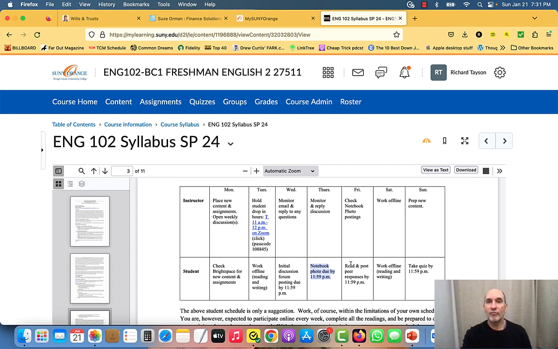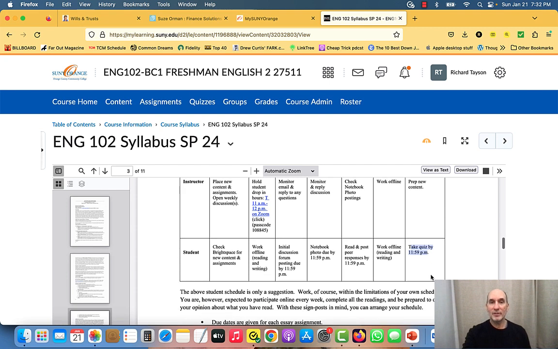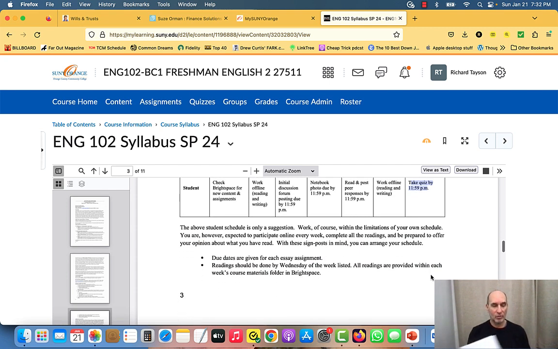On Friday, you have another response due. So on Wednesdays, you have a response due, and on Fridays, you have a response due in these discussion forums. And those are the very minimum, as I said. So those two are minimum. You should be responding at least 5 times a week in the class. And then on Sunday, by 11:59 every week, you'll be taking a quiz over the previous week's materials. So refer to this chart if you get lost and you're not sure what to do.